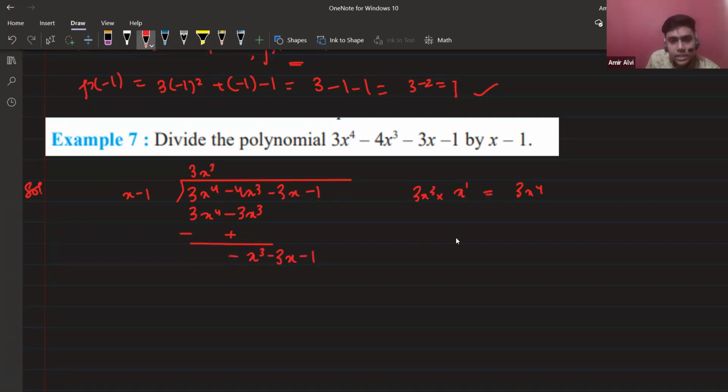Now I have x again and I want minus x cube. What should I multiply with x so that I can get minus x cube? Minus x square. Minus x square into x will become minus x cube. Very good. So minus x square will be written here. Now minus 1 into minus x square, what will it become?